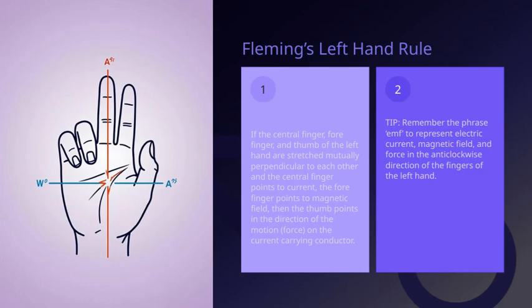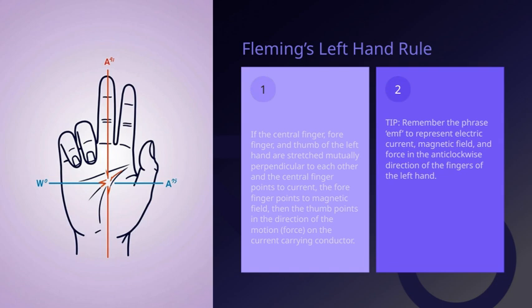Let's focus on this useful tip. Remember the phrase EMF. This helps us keep track of the 3 key directions in Fleming's left-hand rule. The idea is to visualize the electric current, the magnetic field, and the force acting on a current-carrying conductor, all in the context of the fingers of your left hand moving in a specific way.